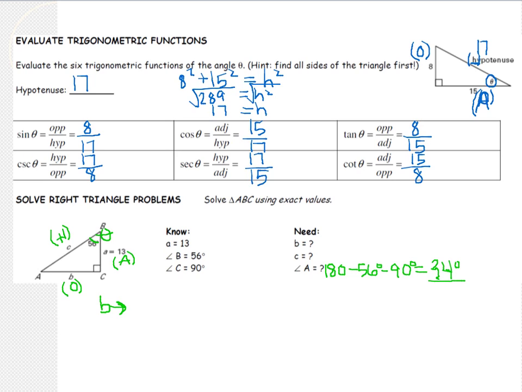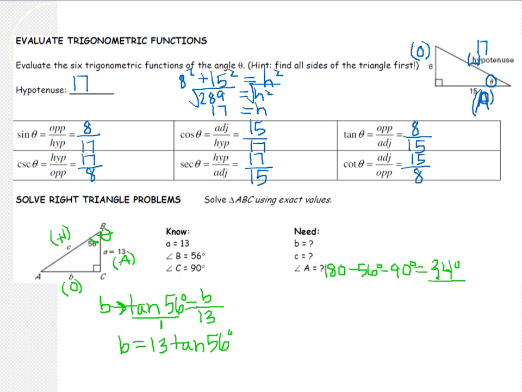Well, what I can know is the side right here, A, is 13, and that's adjacent. And I want to know my opposite. So what uses adjacent and opposite? Well, tangent does. So we're going to use the tangent of 56 degrees equals opposite over adjacent. And then to solve for B, I'm just going to make these both fractions and cross multiply. So 1 times B, well, that's B equals 13 times the tangent of 56 degrees.